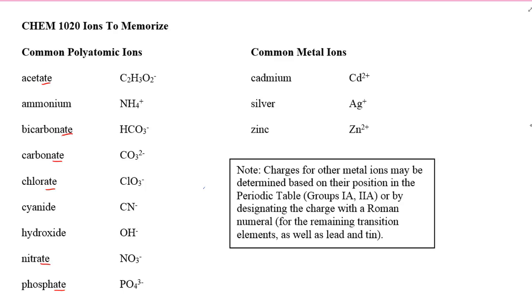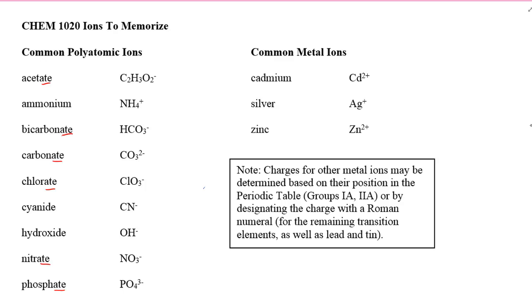Now, as a quick reminder from last week, what is it that most of these that we have to memorize have in common with each other? Most of them end with ATE. And if they end with ATE, what does that mean about their composition? They're polyatomic, correct? But what else? They contain oxygen. So an ATE suffix always means that they contain oxygen.